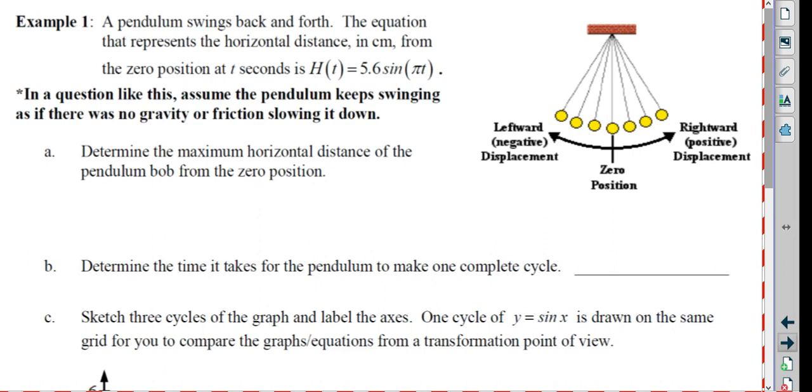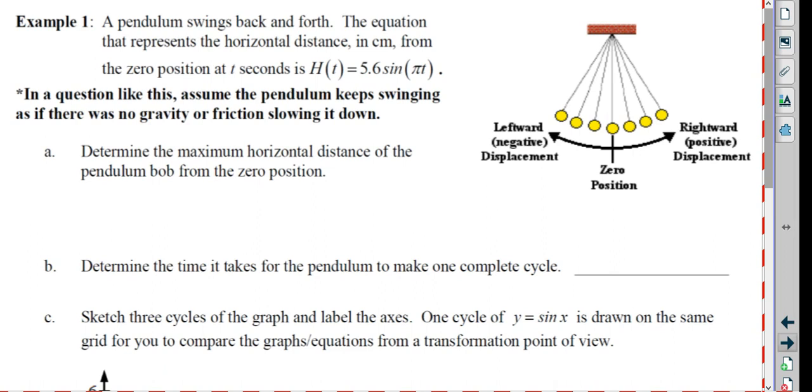Determine the maximum horizontal distance of the pendulum bob from the 0 position. Okay, so how are we going to figure out the maximum horizontal distance? All right, what's the largest value the sine function can throw out at us? You stick something into sine, you're going to get a number between what? We haven't modified it yet, just the sine function, we know it's between -1 and 1. So the biggest value we're going to get out of the sine function is 1, so the biggest value we're going to get out of h of t is 5.6.